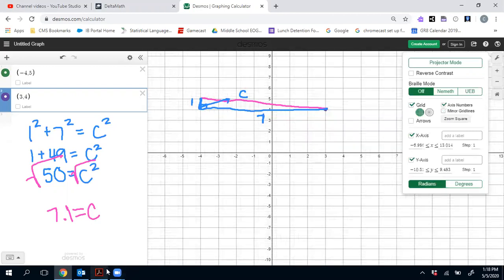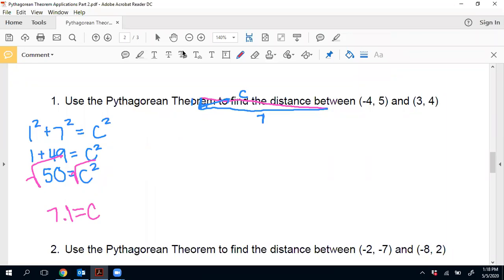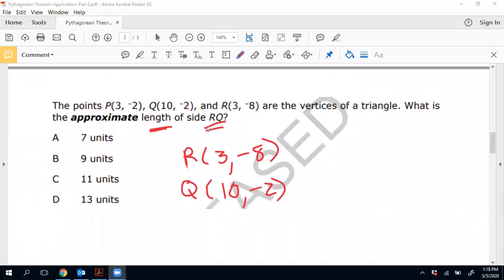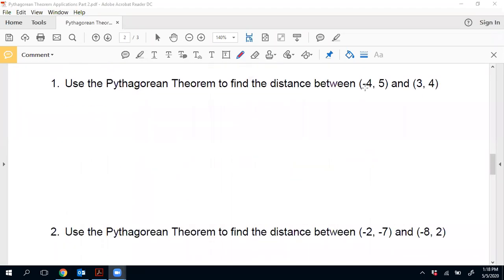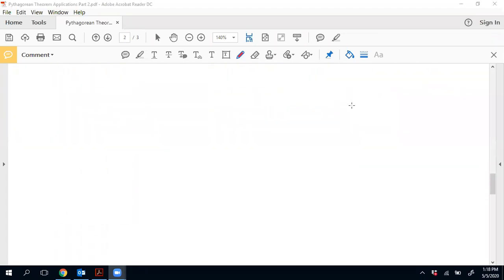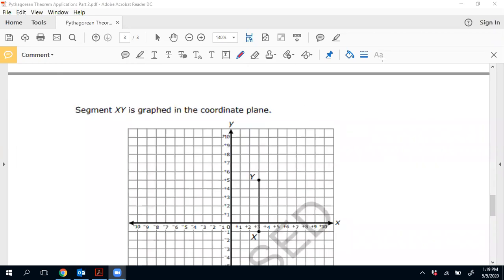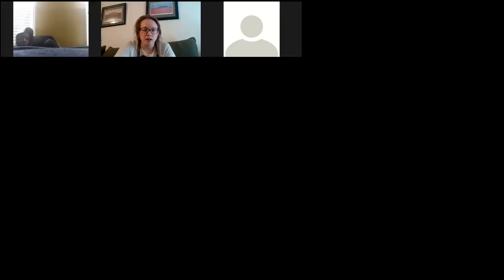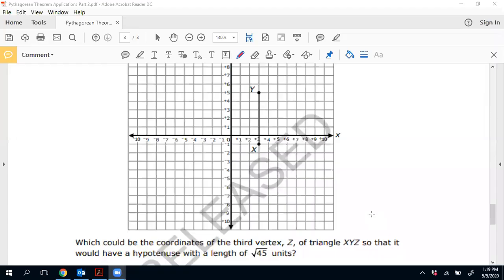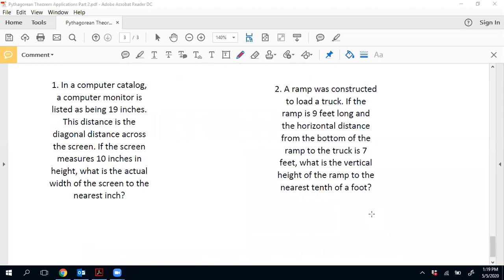All right, so we're not going to do another one of those. You've seen 3 now. We put those points on, we found the distance between those points, so we're not going to do this one right now. And we're not going to even do this one either because it's not an essential question. But what we are going to do is look at 2 word problems here toward the bottom. So in this question right here, it says in a computer catalog, a computer is listed as 19 inches. So does anyone know how they measure the size of a computer or a TV?